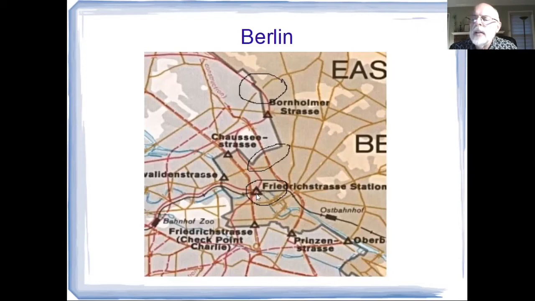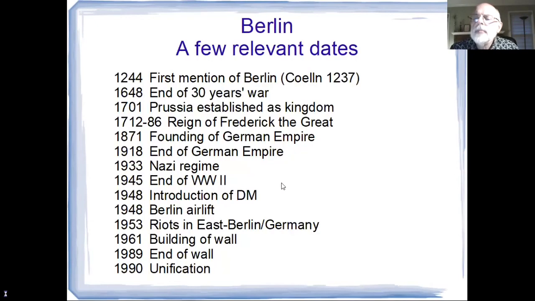Friedrichstrasse was the rail, subway and light transit rail station where you could access East Berlin, but you had to travel there by subway or the light rail. And then there was a really severe control point.